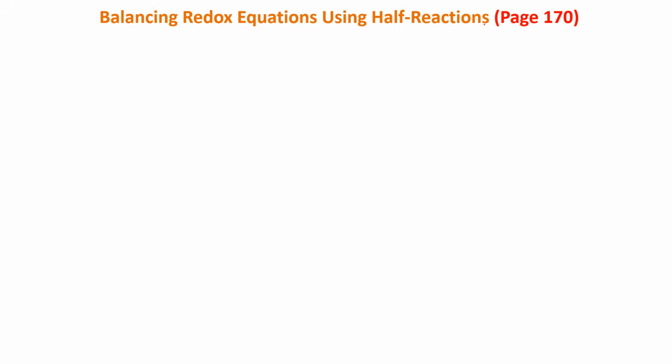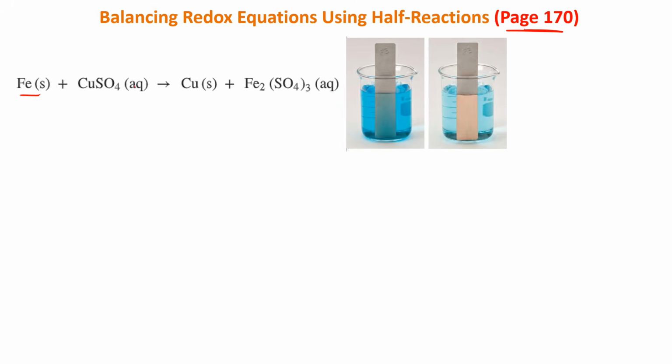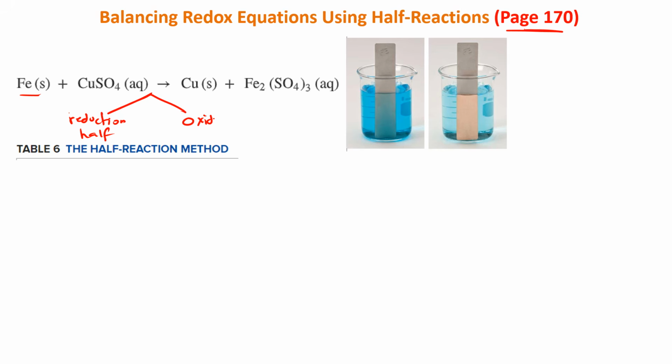First of all, in the example you have on page 170, and then we will discuss the most important things later. For example, let's look at this reaction: Fe plus CuSO4 gives you Cu plus Fe2SO4. Okay? This is the reaction. What's the half reaction method? The first thing is to break this reaction into a reduction half and an oxidation half.